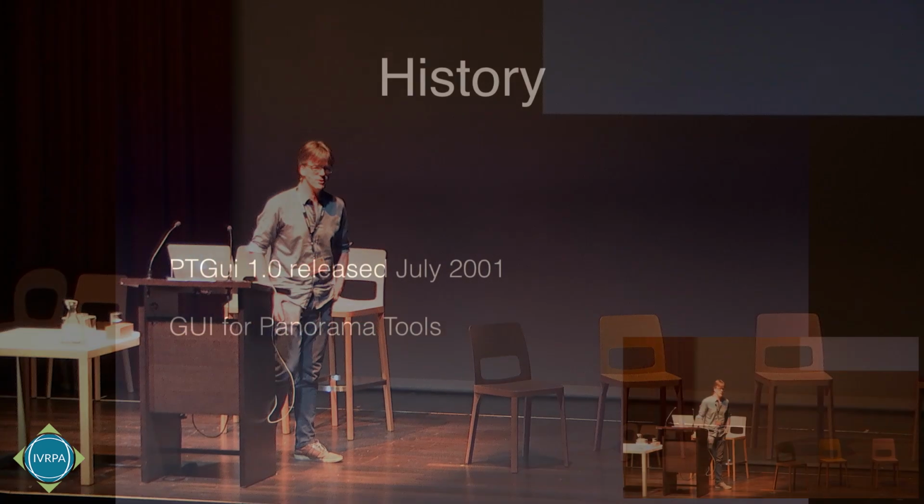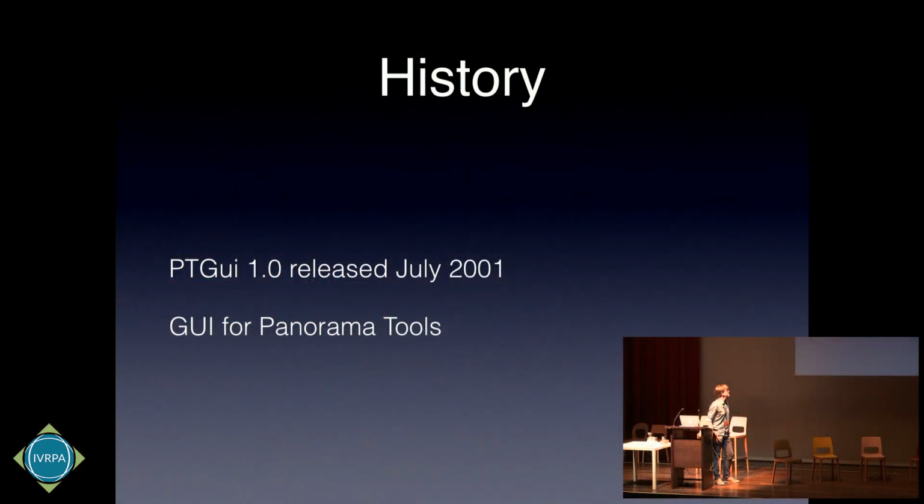PTGui is 16 years old already. Today it's a complete stitching software, but it started out as just a graphical user interface for panorama tools. Panorama tools, you might remember, is stitching software developed by Helmut Dersch, which was at the time absolutely the best stitching software available, but it was difficult to use. You had to write script files. It was a set of command line tools. So PTGui was created to make it easier to use panorama tools.